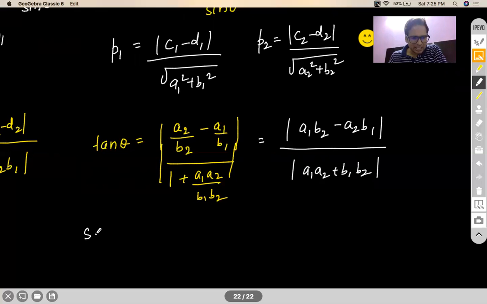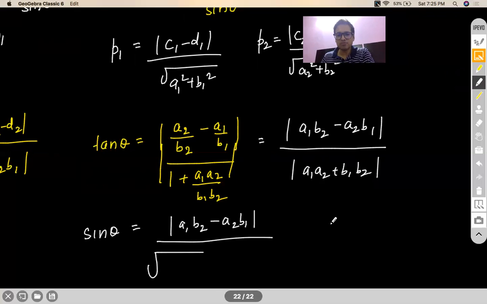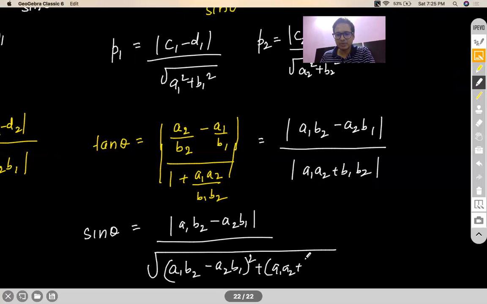So if tan theta is known, what is sine theta? You will say, sir, simple. Sine theta will be perpendicular by hypotenuse. So hypotenuse will be under root of square of this term and square of this term. Correct? So square of this term will be A1 B2 minus A2 B1 square, and A1 A2 plus B1 B2 square.